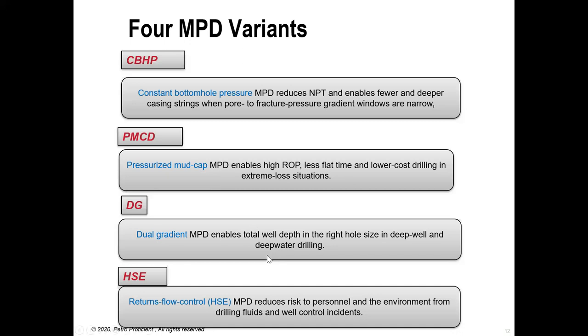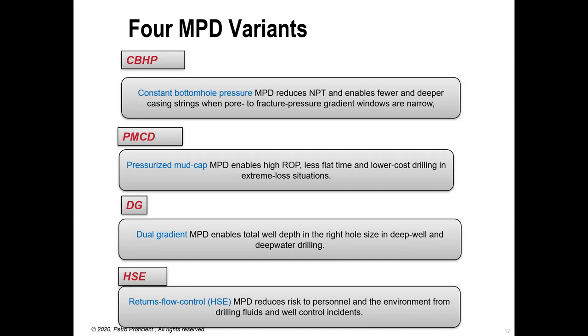Dual gradient drilling is also used in deep water applications where you have two different fluids. So you have another fluid in the top section of your well in the riser, and then in the reservoir area or in the actual drilling area, you have a different fluid. So you have two different fluid systems in the well, and they are managed. This is how you manage your wellbore pressure.